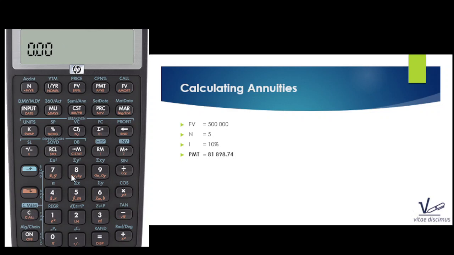Now, with regards to our inputs, we're going to have our 500,000 as the FV, right? Future value, then 5 as our N, then 10 as our I, then we compute the payment. So yearly, Mike needs to be depositing 81,898.74, such that by the end of 5 years, the amount would have grown to be the 500,000 there.